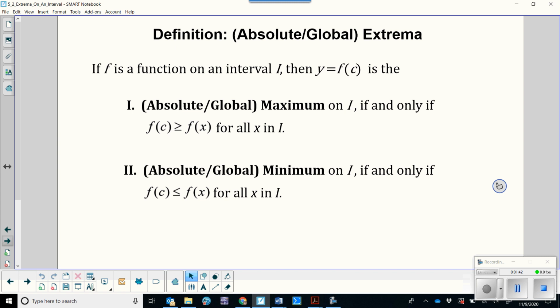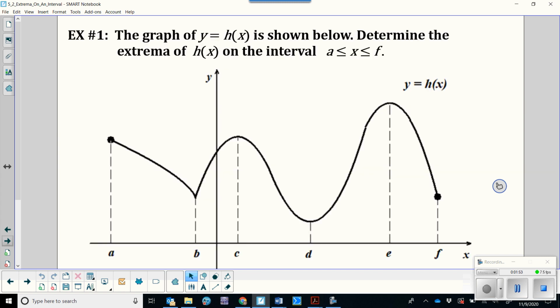So this is a maximum on an interval. Generally, we mean over the whole domain. And same thing with minimum. That place is smaller than everything else, so then it must be the minimum.